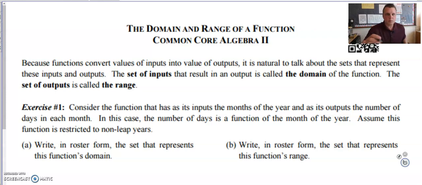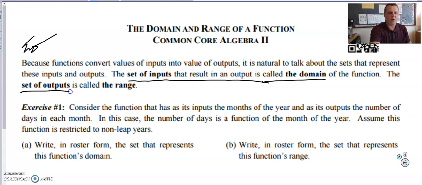So we are right up here because functions convert values of inputs into values of outputs. We've seen a lot about inputs and outputs, plugging them into the formulas, composition of functions. Next, we talk about sets that represent these inputs and outputs. The set of the inputs is called the domain. Then the set of the outputs is called the range. So the domain are your input or your x values. The outputs, the range, are your y values.